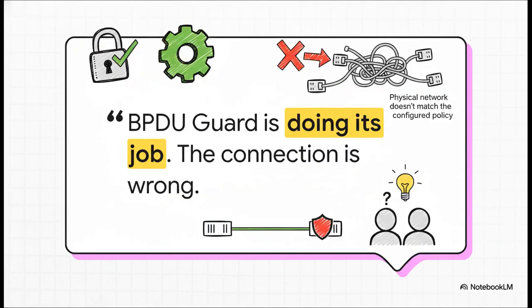And this is a really important mindset shift. BPDU guard isn't the problem here. It's the solution. It's a security feature that worked perfectly. The real problem is that the physical reality of what was plugged in didn't match the software policy configured on the port. The tool is working, it's just being used on the wrong connection.